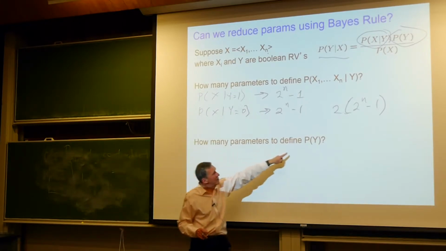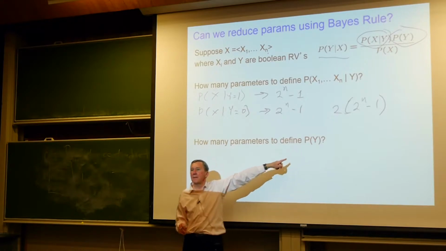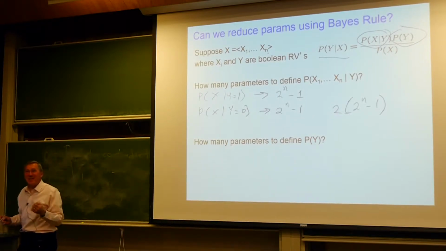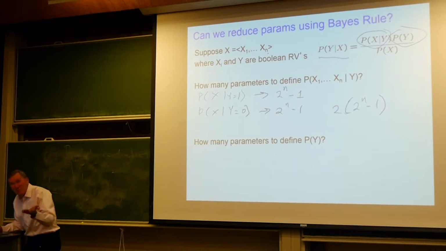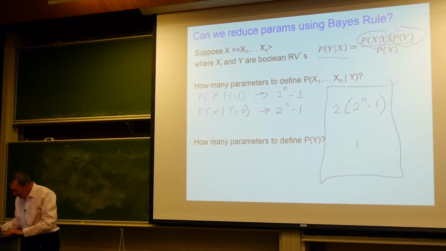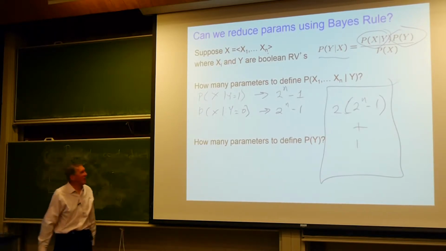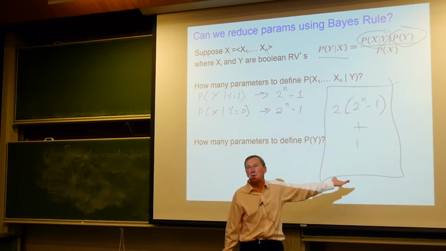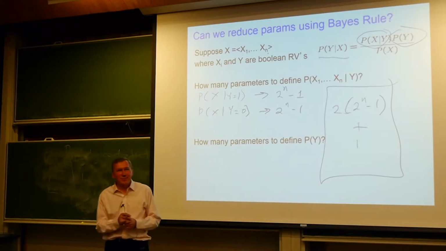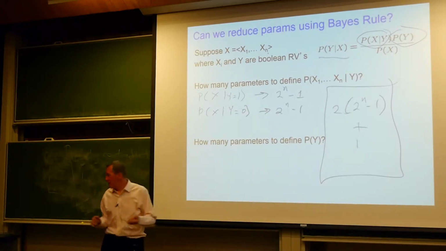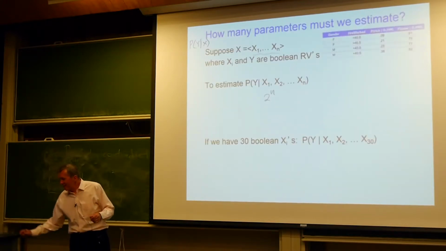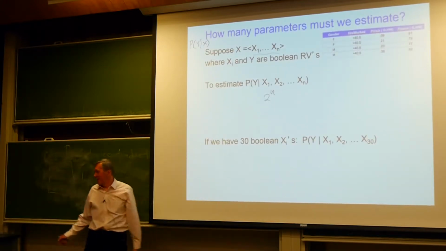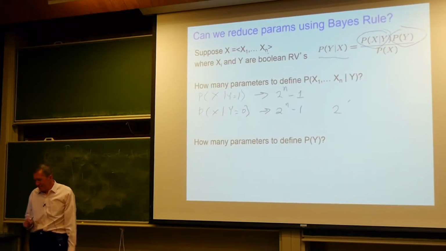And how many parameters do we need for this? 1. It's like a coin flip, right? A Boolean variable, Bernoulli distribution, 1 parameter. Okay, so we need that many parameters this way, whereas before we only needed 2 to the n. So actually Bayes' rule makes it worse. Right, this is bigger than if we tried to just estimate this, we'd need 2 to the n. Now we're going to need more. Okay, so that's not helping.